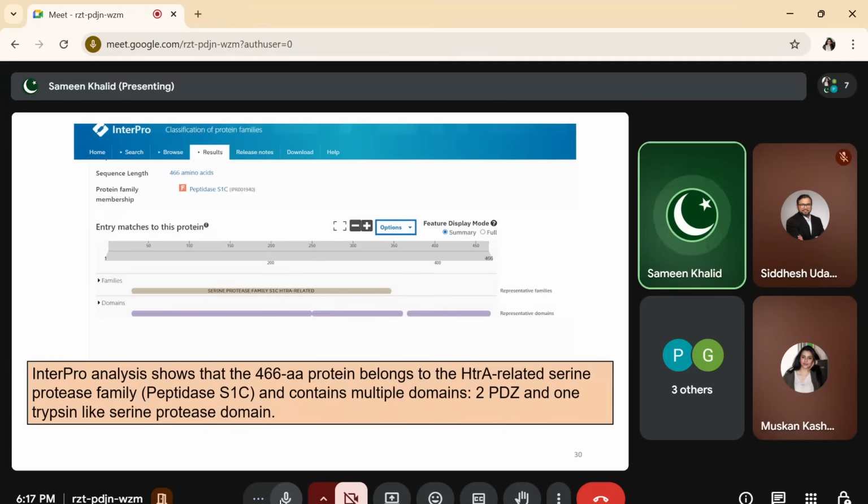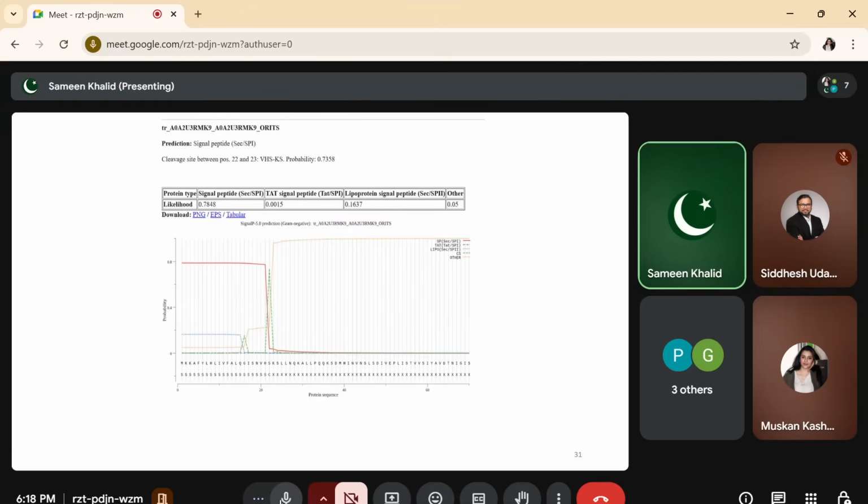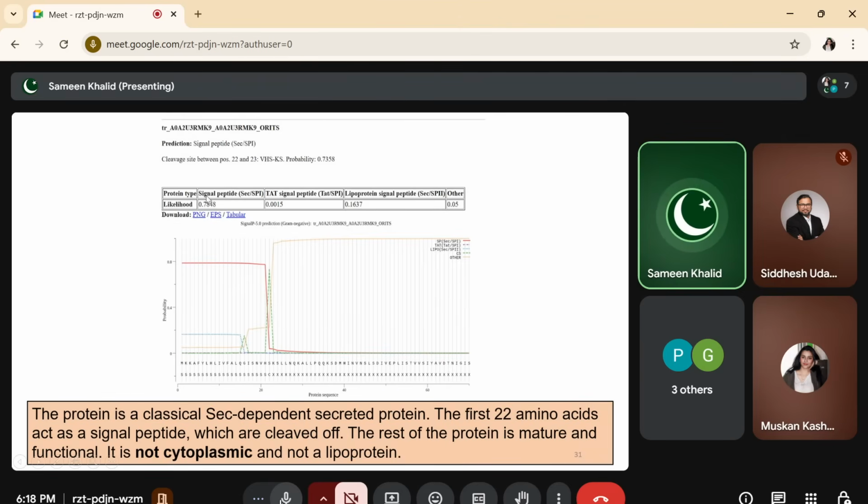For InterPro analysis, what we did was understand what types of domains are actually responsible for the work. The 466 amino acid protein belongs to a serine protease family, and it contains multiple domains: two PDZ and one trypsin-like serine protease domain. For SignalP, we understood what is actually happening inside the 466 amino acid protein.